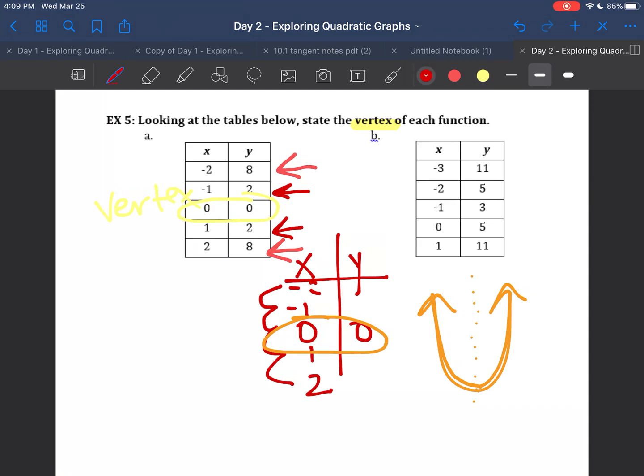When I look at the next example, there is a 5 and a 5 on either side of the 3, and 11 and 11 on either side of the 3. So that means that the ordered pair (-1, 3) is going to be that vertex. I'll put a V, maybe, for vertex. So you're looking for symmetry. And I'm going to add here the word symmetry.